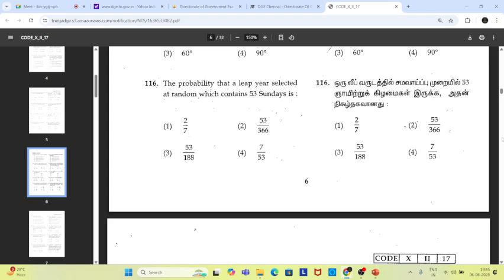Sometimes you find Tamil more difficult than English, even for Tamil medium students. The probability of a leap year means what? Can anybody say what is leap year?